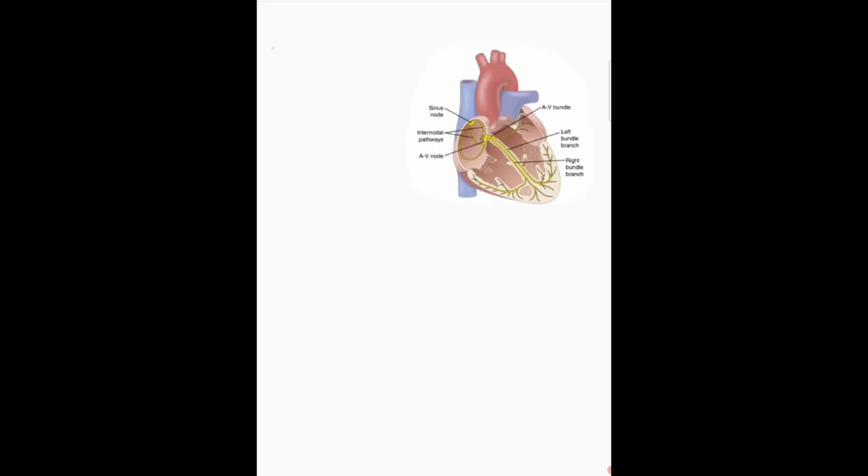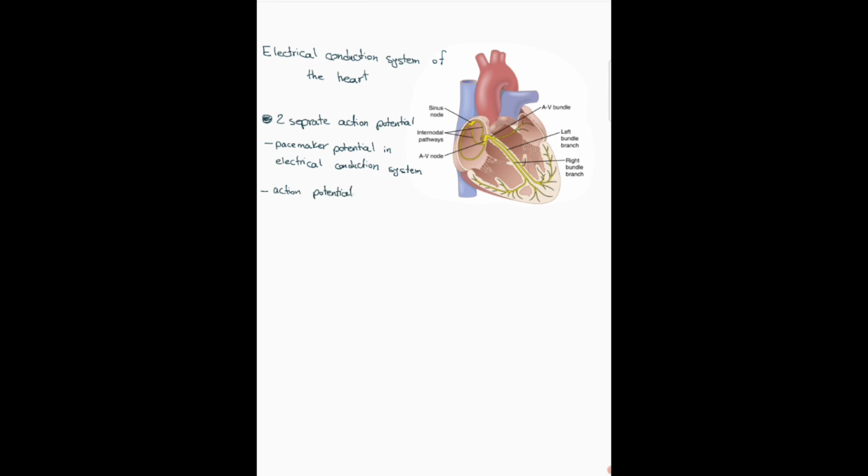In this video, we'll learn the action potential, or the depolarization and repolarization, of cardiac myocytes. In this figure, we can see the electrical conduction system of the heart. We have two separate action potentials in the heart: the pacemaker potential in the electrical conduction system, and the action potential in cardiomyocytes, which is different from the pacemaker potential. In this video, we will learn the action potential in cardiomyocytes.